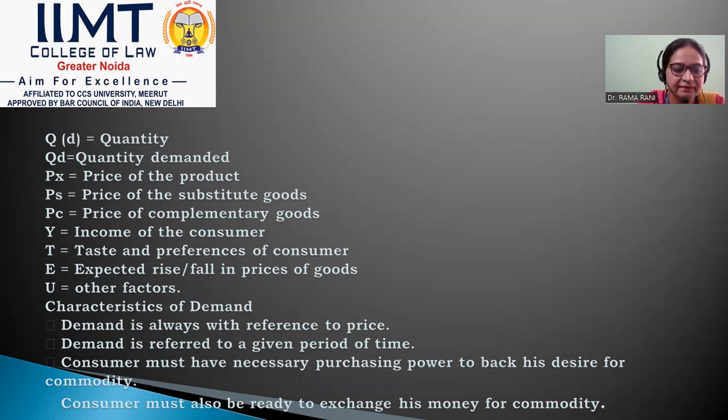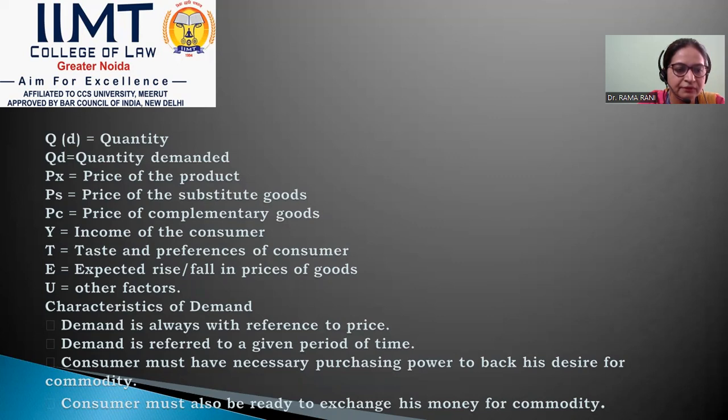Like we can take the example of tea instead of coffee. If the price of coffee is higher, then the consumer wants to purchase tea. Next is Pc, the price of the complementary goods. Complementary goods are those goods that we use side by side, like car and petrol, and pen and ink. Next is Y, equal to the income of the consumer.